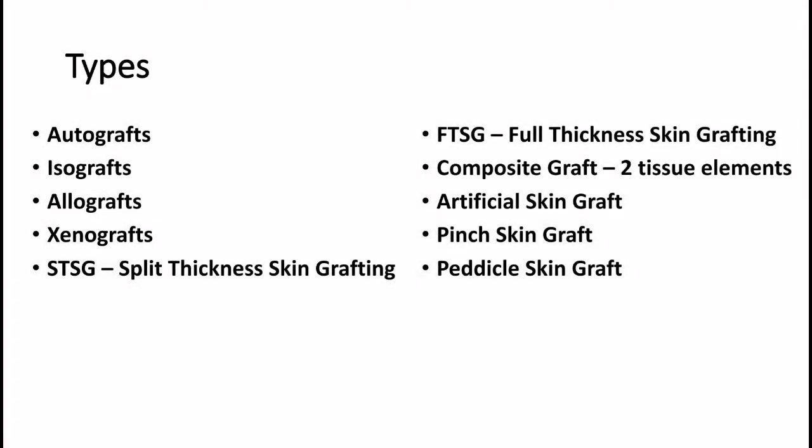Types of skin grafts. According to the donor site, it's of 4 types. They are autografts, isografts, allografts and xenografts. The types according to the elements used in skin grafting are split thickness skin grafting STSG, full thickness skin grafting FTSG, composite graft which include 2 tissue elements, artificial skin graft, pinch skin graft and pedicle skin graft.